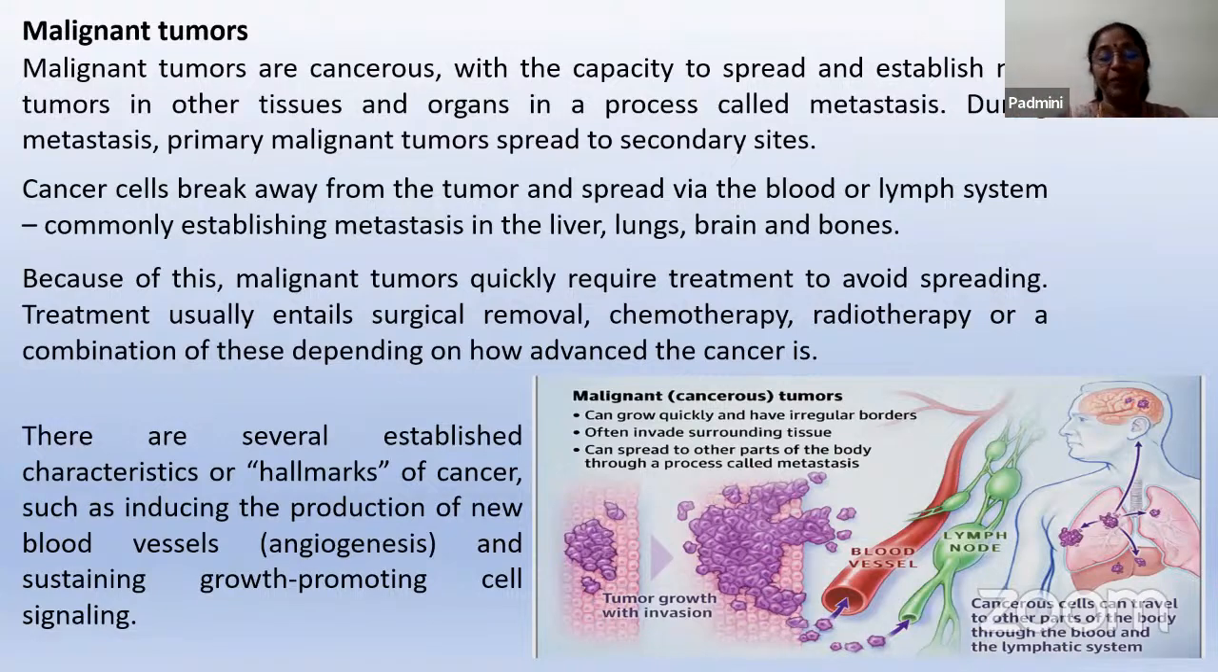Second is sustenance of growth-promoting cell signaling. So the cell cycle, if you remember the cell cycle we talked about, needs continuous mitogenic activity in those cells. Once the mitogenic activity is continuously progressing, that means the cells are going to divide n number of times, and that is where they are going to grow into cancerous cells. So they need angiogenesis and growth-promoting cell signaling for the development.